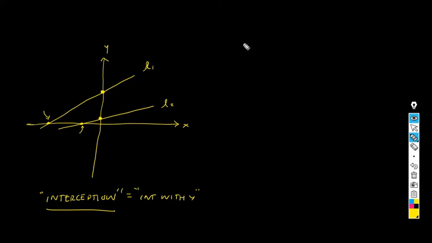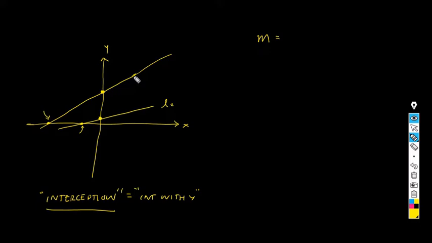Now, how do we get those 2 things? Well, the slope, as you must remember from junior high, is represented by the letter M, and it is the inclination of each of these lines. Now, how do we get this inclination? By doing the following. I'm going to extend this line a little bit.